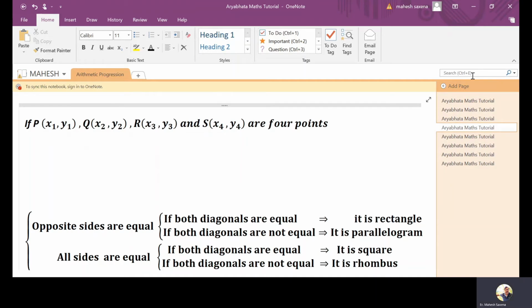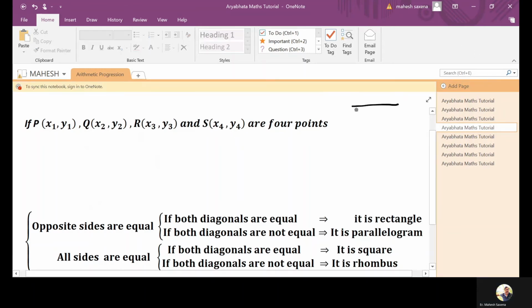Now suppose the coordinates of P, Q, R, S are (x1, y1), (x2, y2), (x3, y3), and (x4, y4). These are the 4 points. It is P, it is Q, it is R, it is S. Now we will check the nature of the quadrilateral PQRS, whether it is a parallelogram, a rectangle, a rhombus, or a square.